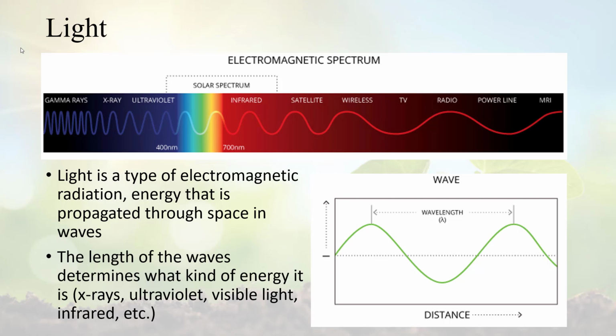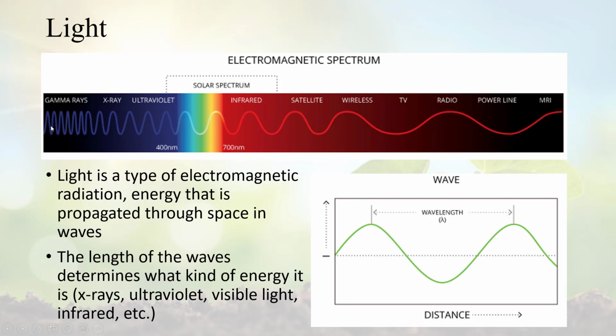Light is a type of electromagnetic radiation, which is radiation or energy that is propagated through space in waves. If we look at our electromagnetic spectrum here, we have a bunch of different types of energy. I'm sure you've heard of all this stuff: gamma rays, X-rays, ultraviolet, our solar spectrum or visible light, infrared, etc. This is just energy that moves through space in waves. And it's the wavelength, which is the distance from crest to crest on your wave, that is going to determine what type of energy we have.